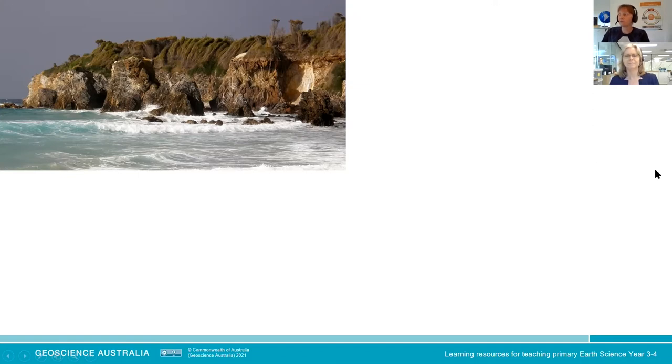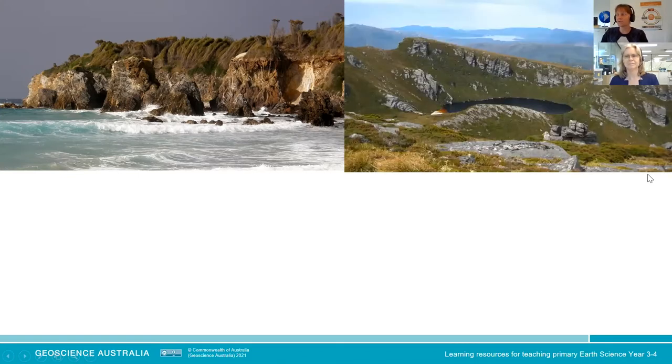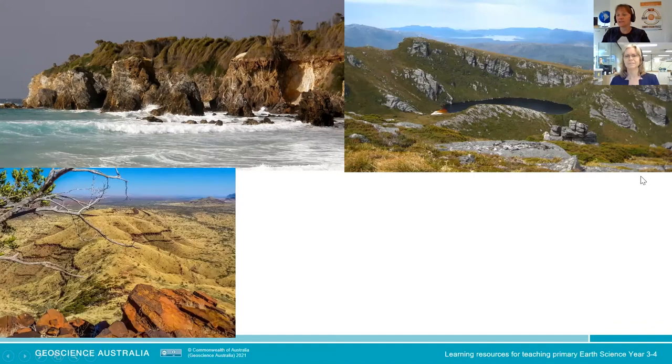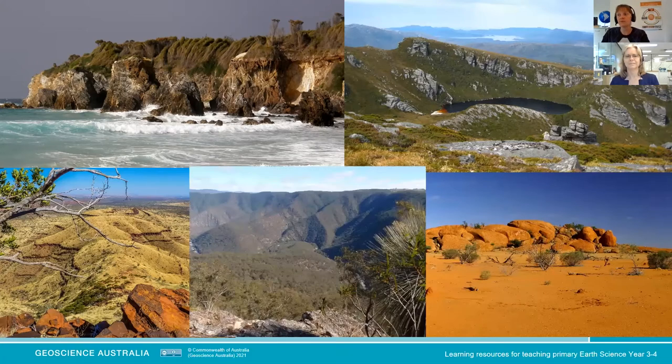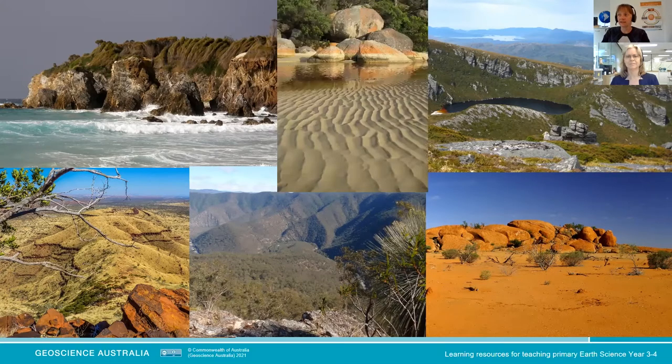So I've just got a few slides here with some photographs that show the variety of things and landscapes that you can see just across Australia. You could find images like this online, or you could use things like Australian Geographic web resources, or even magazines to show students all of these different landscapes.